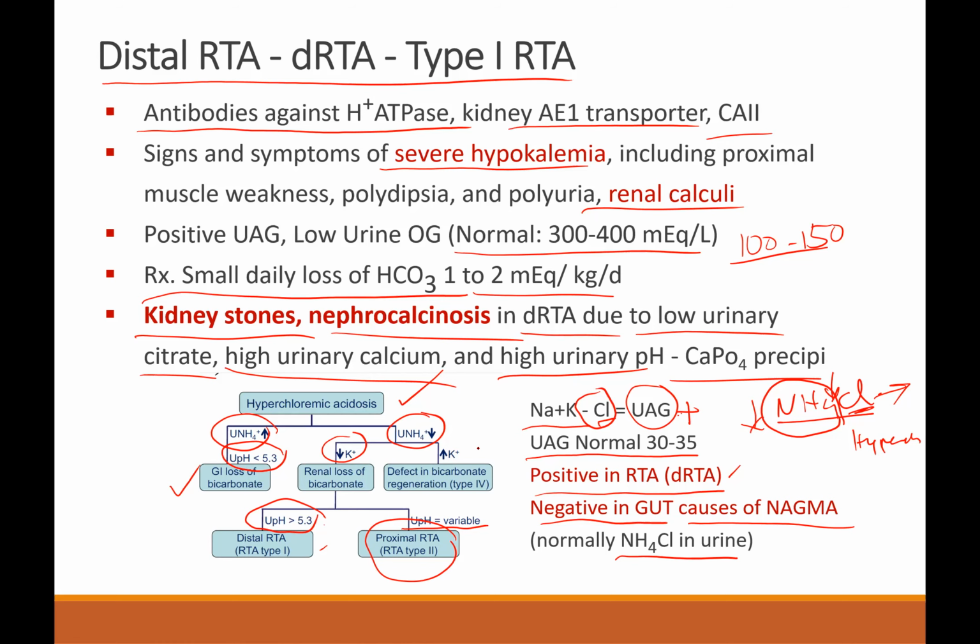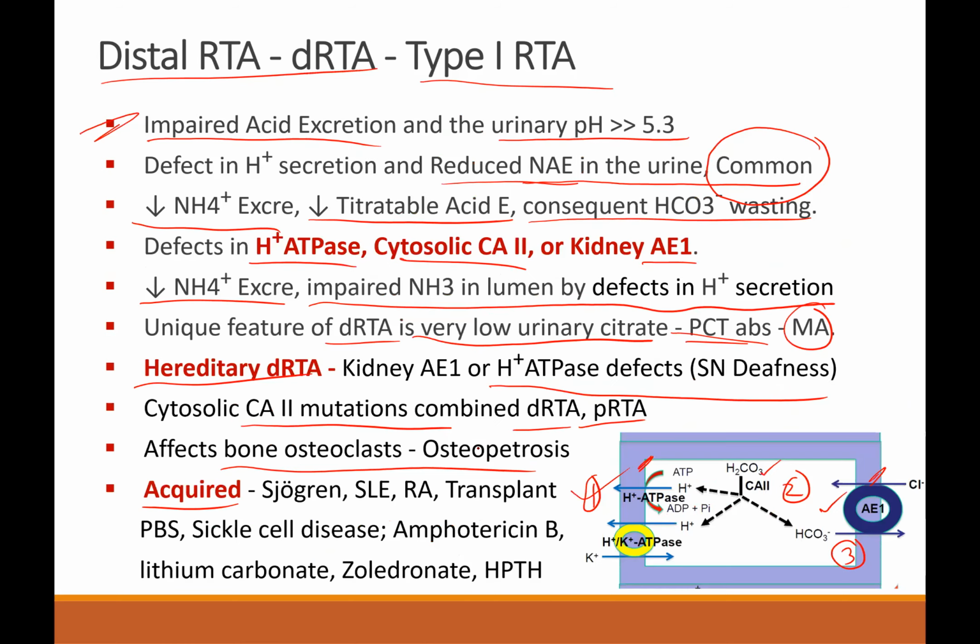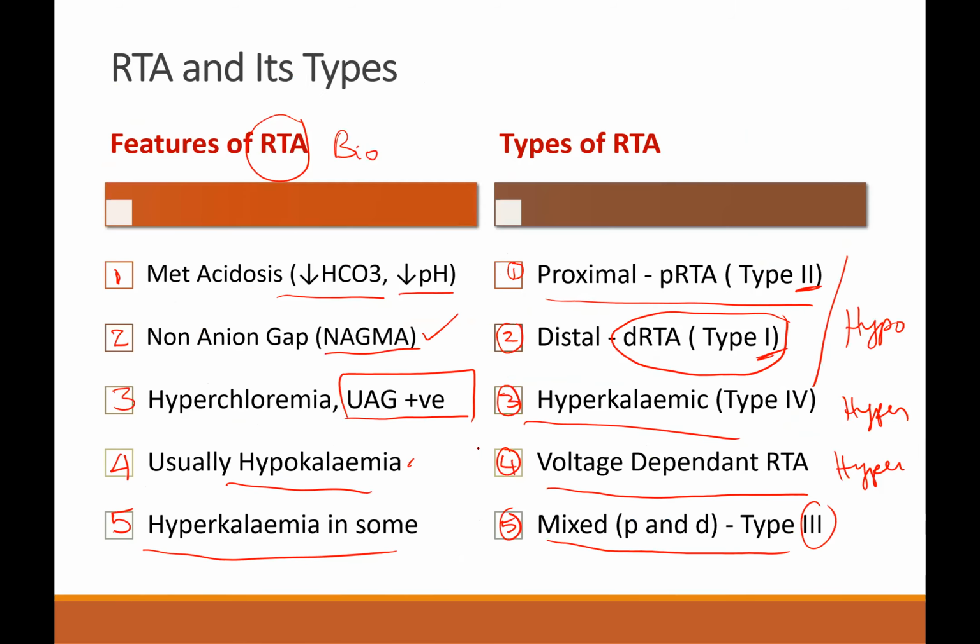Now we have very clearly understood distal RTA and then proximal RTA and about the various types and features of RTA. And we also recapitulated the physiology of the PCT. In the DCT, the alpha cell, the beta cell, and the principal cell, and also we looked at the ammonia excretion in the PCT and in the DCT.